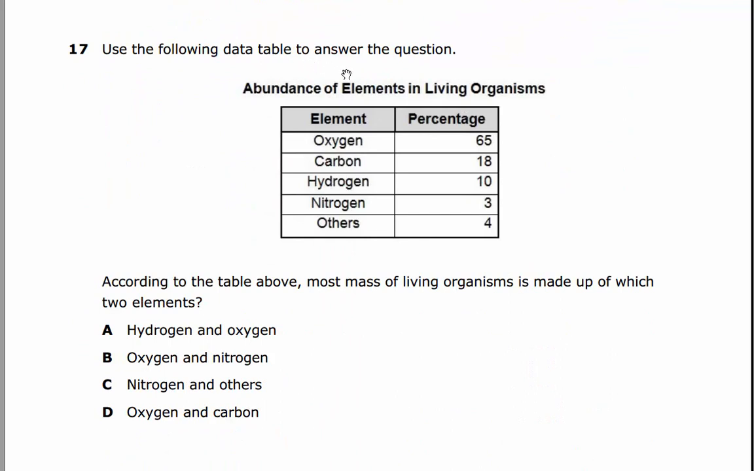Use the following data table to answer the question. According to the table above, most mass of living organisms is made up of which two elements? Is it hydrogen and oxygen, oxygen and nitrogen, nitrogen and others, or oxygen and carbon?